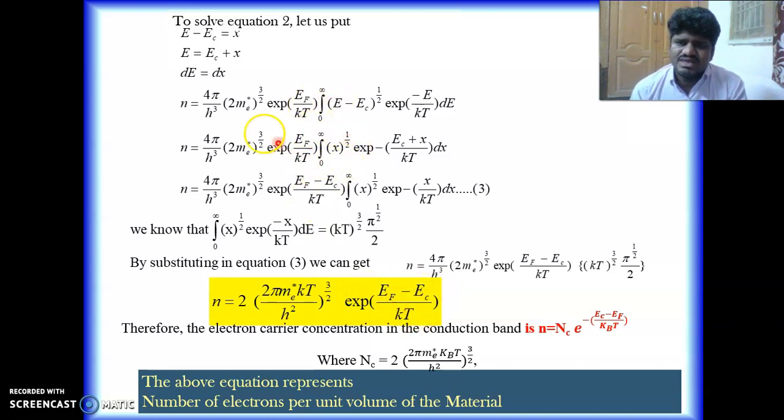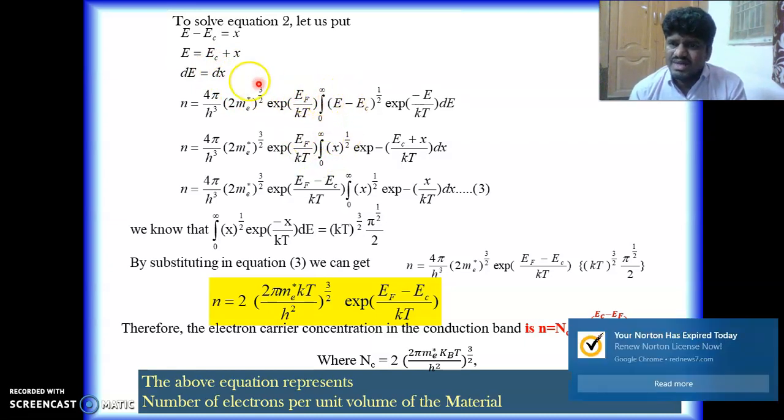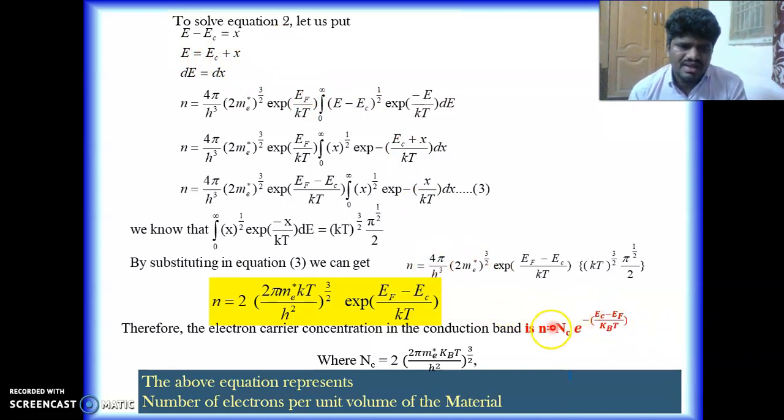This is a very simple derivation. You just have to assume that E minus EC by KT is equal to X. Okay, general simplification. After that you have to apply the integration from 0 to infinity, because the limit of E is EC to infinity. Then for easy writing and remembering, we can write the same equation as N is equal to NC e power minus EC minus EF by KBT, where NC is this value. This equation represents the number of electrons per unit volume in the conduction band.